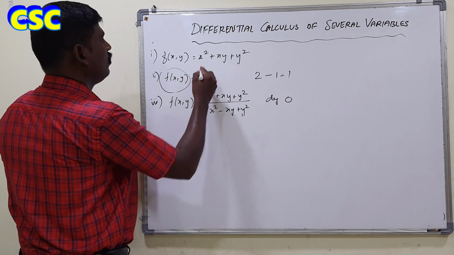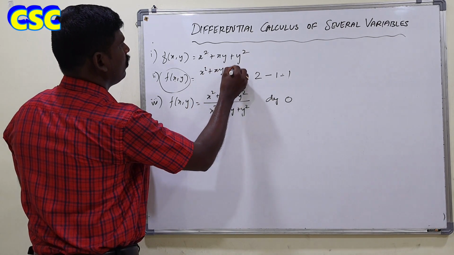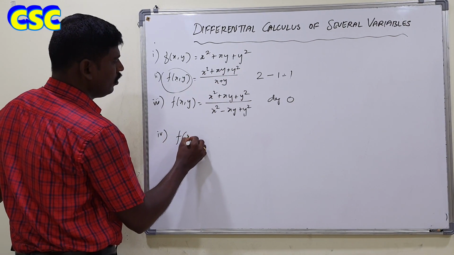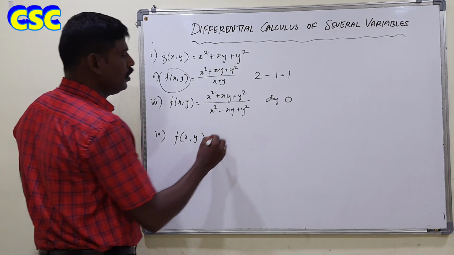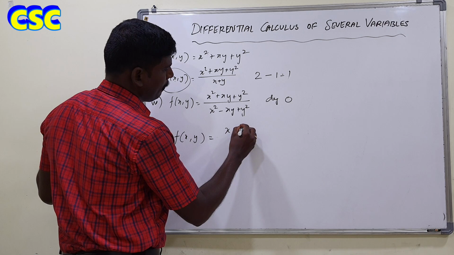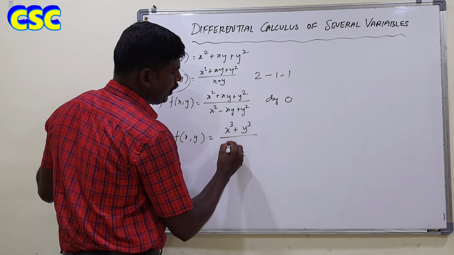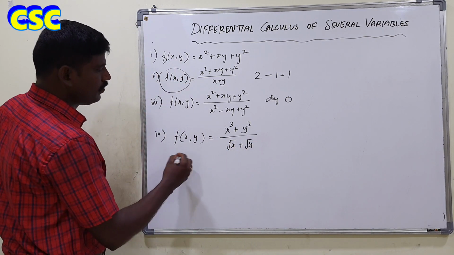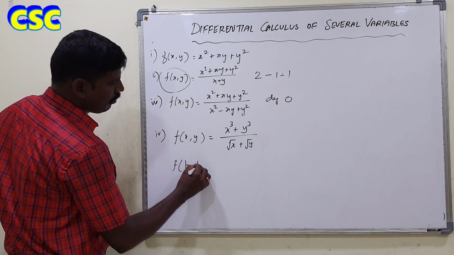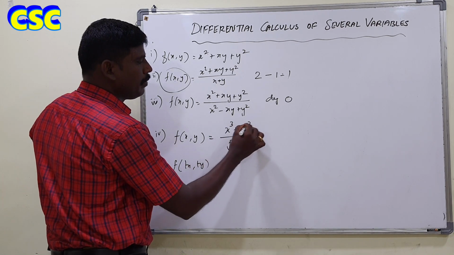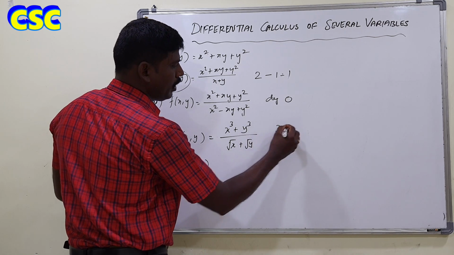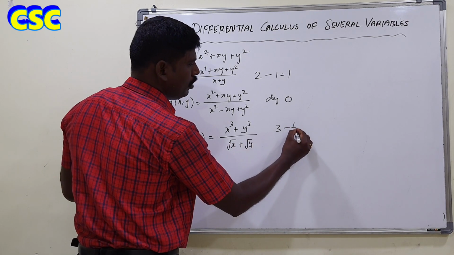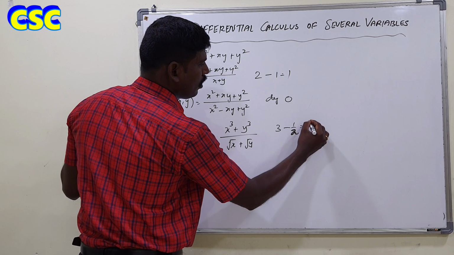Similarly, another example, the fourth one. What is the degree of this function, x cube plus y cube by root x plus root y? How do we find the degree of this function? By substituting f of tx comma ty. Look at that, each and every term in the numerator has degree 3. So 3 minus the degree of the denominator: in each term the power is 1 by 2. So 3 minus 1 by 2. What is 3 minus 1 by 2? 6 minus 1 is 5 by 2.